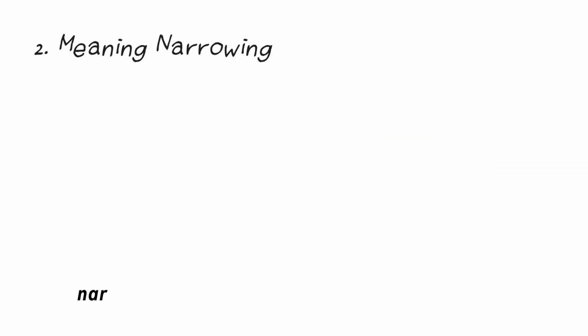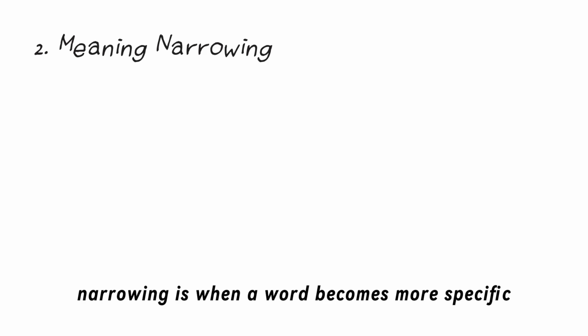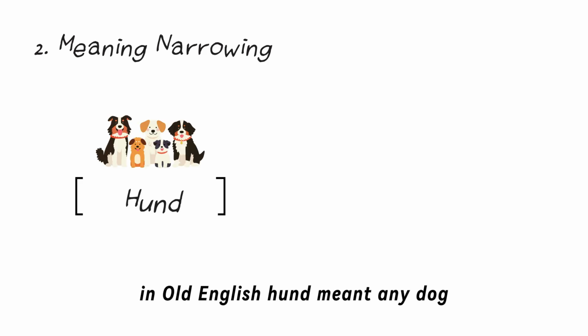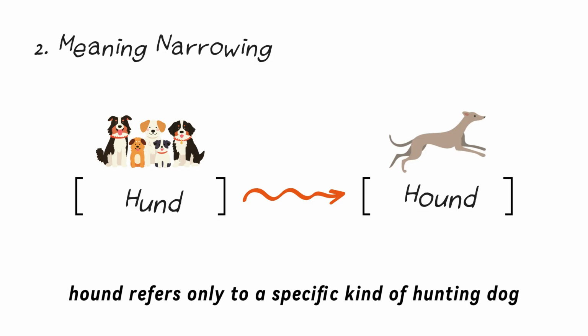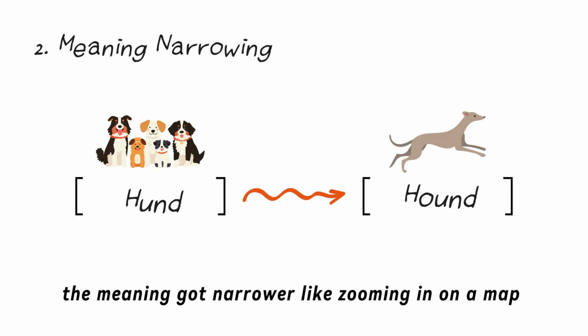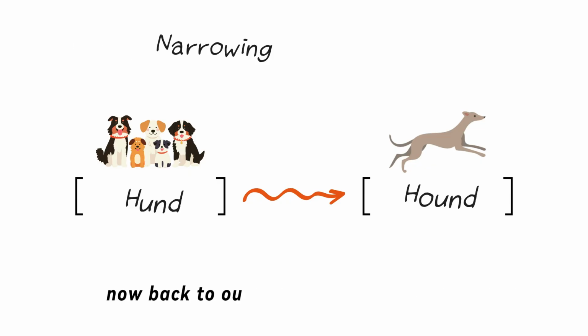In contrast, narrowing is when a word becomes more specific. In Old English, hund meant any dog, but today, hound refers only to a specific kind of hunting dog. The meaning got narrower, like zooming in on a map.